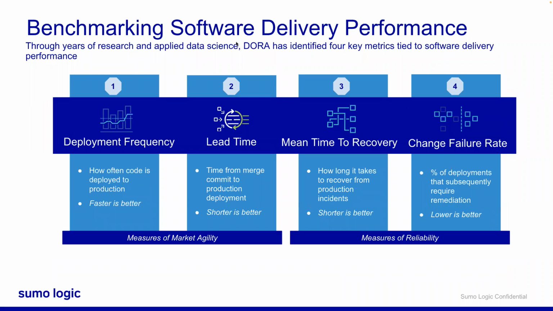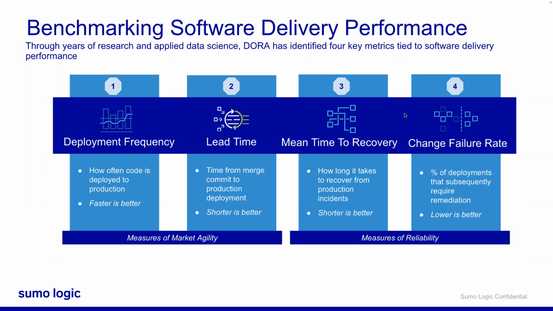DORA has identified 4 key metrics. If you don't know DORA, it's the DevOps Research and Assessment organisation. They've done a lot of benchmarking, interviews and profiling over the years, and they've come up with these 4 key indicators that you can use to benchmark your development organisation. You can break them down into 2 categories: measures of agility and measures of reliability. The first 2 are deployment frequency and lead time. How often is your code deployed to production? Faster is better, obviously. Lead time is the time from your commit merge to production deployment. Shorter is better.